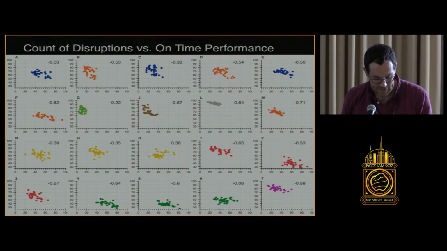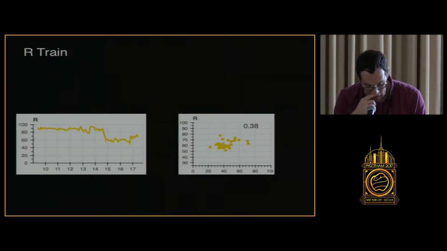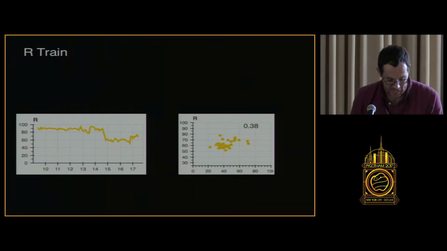Across the 20 lines that have been under continuous operation, the average correlation between the number of alerts and on-time performance was negative 0.5. So as there are more alerts, we expect worse on-time performance, which makes sense. So generally, we feel pretty good about the data set. The two major exceptions to this trend were the R and the 6 trains, which required some investigation.